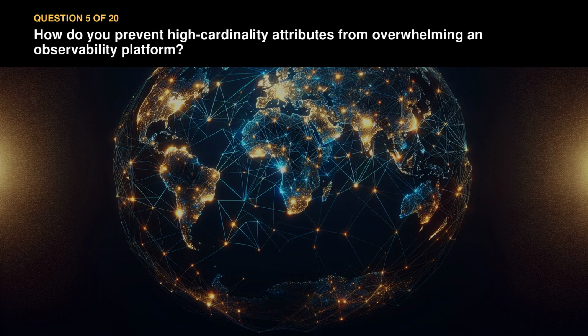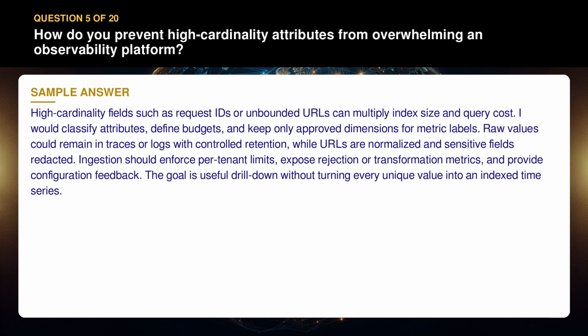Question 5. How do you prevent high-cardinality attributes from overwhelming an observability platform? High-cardinality fields such as request IDs or unbounded URLs can multiply index size and query cost. I would classify attributes, define budgets, and keep only approved dimensions for metric labels. Raw values could remain in traces or logs with controlled retention, while URLs are normalized and sensitive fields redacted.